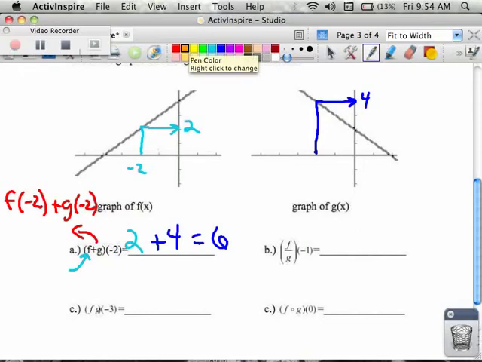And I'm trying to plug in negative 1. So I go to negative 1. Check the graph out. And I notice that it's a 3. So this is saying 3.